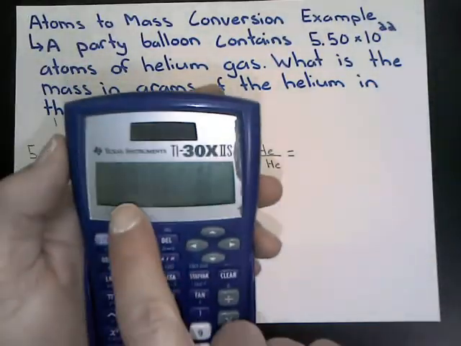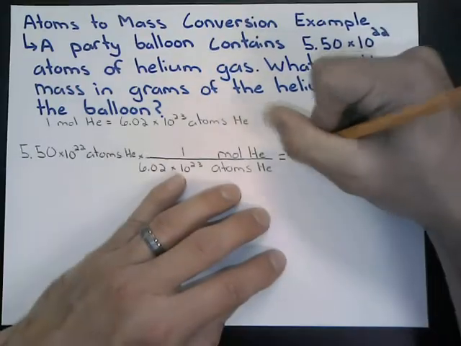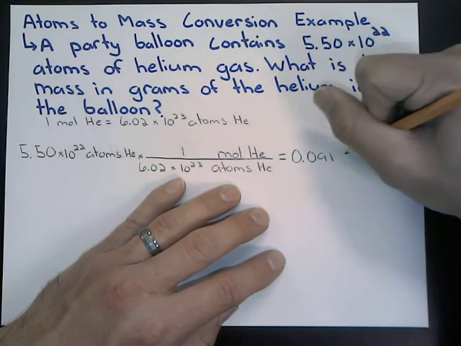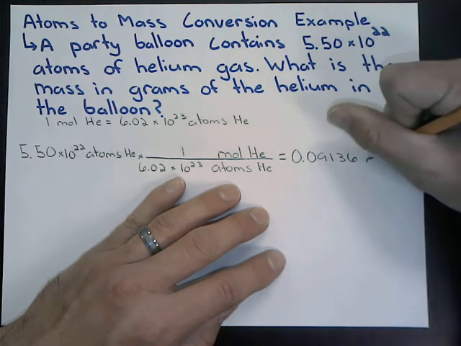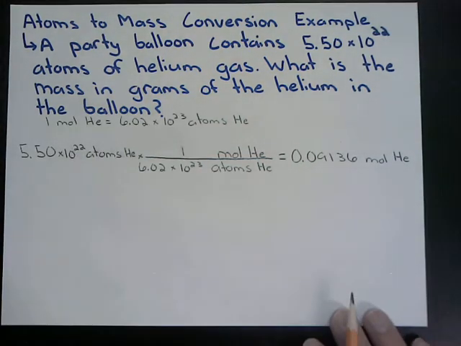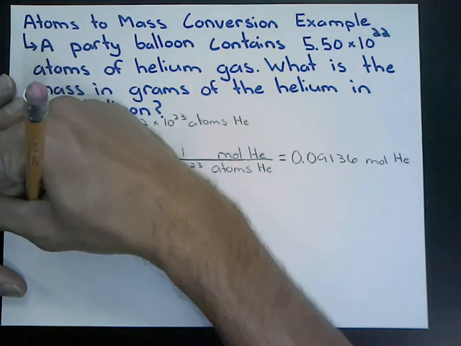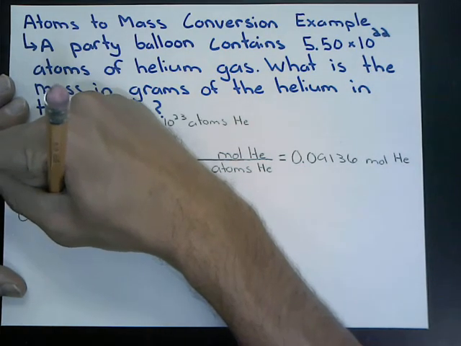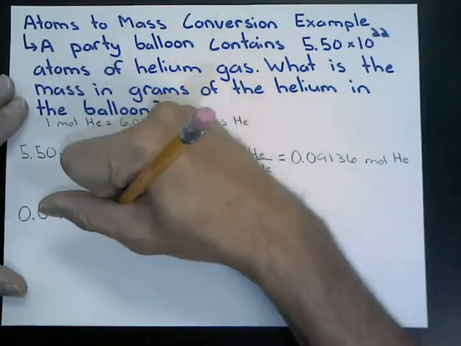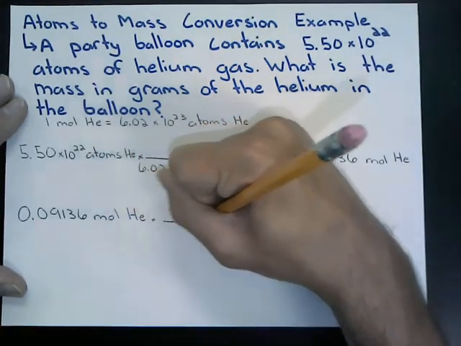Again, I'm going to keep 0.09136, and this is moles of He. So I have 0.09136 moles of He. Now, I use this 0.09136 moles as my starting value for what I'll have next. So I have 0.09136 moles of He, and I set up another conversion factor.